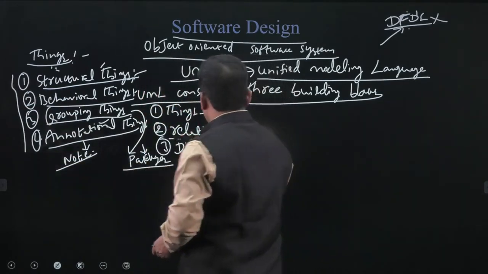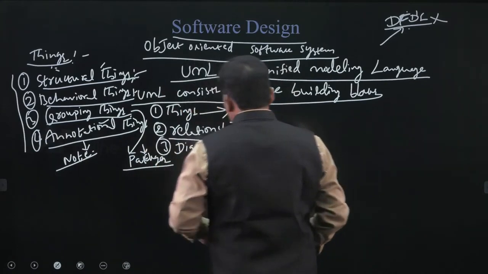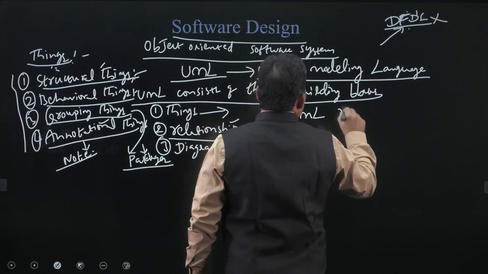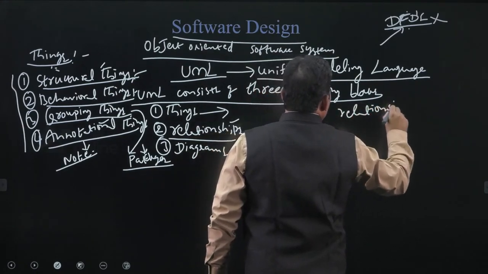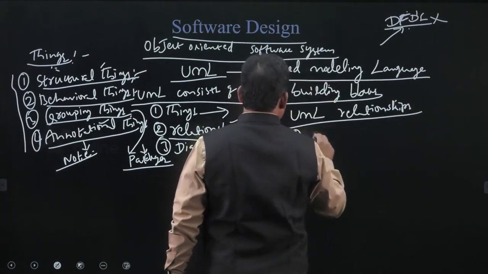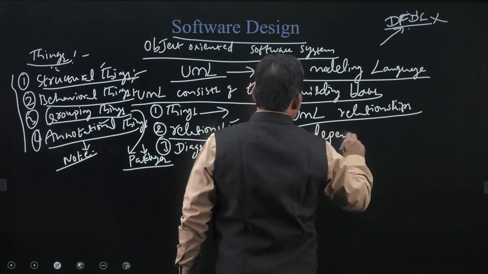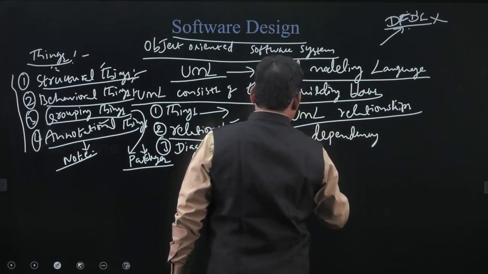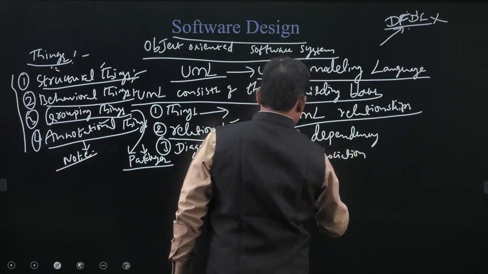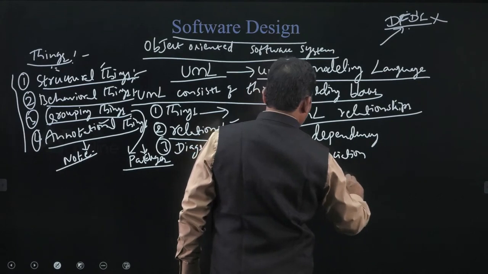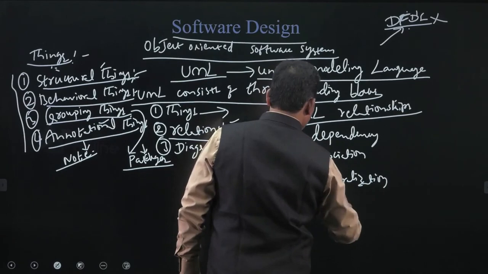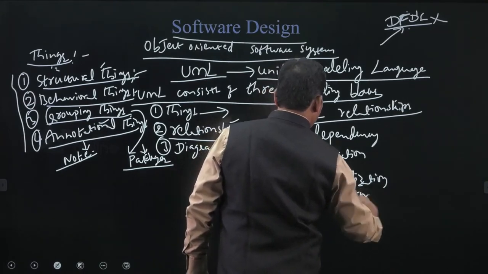Coming to the second one, relationships. What are the various relationships in UML? UML relationships were classified into four categories. What are those? First one is dependency. Second one is association. Third one is generalization. Fourth one is realization. These are the four relationships.